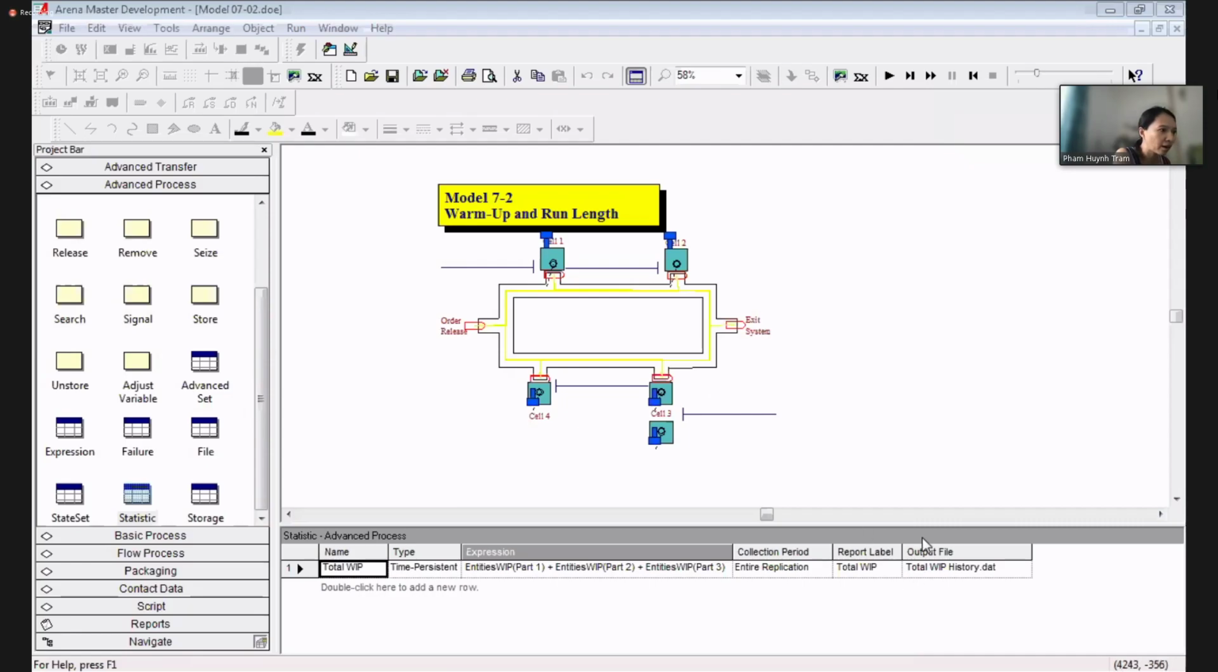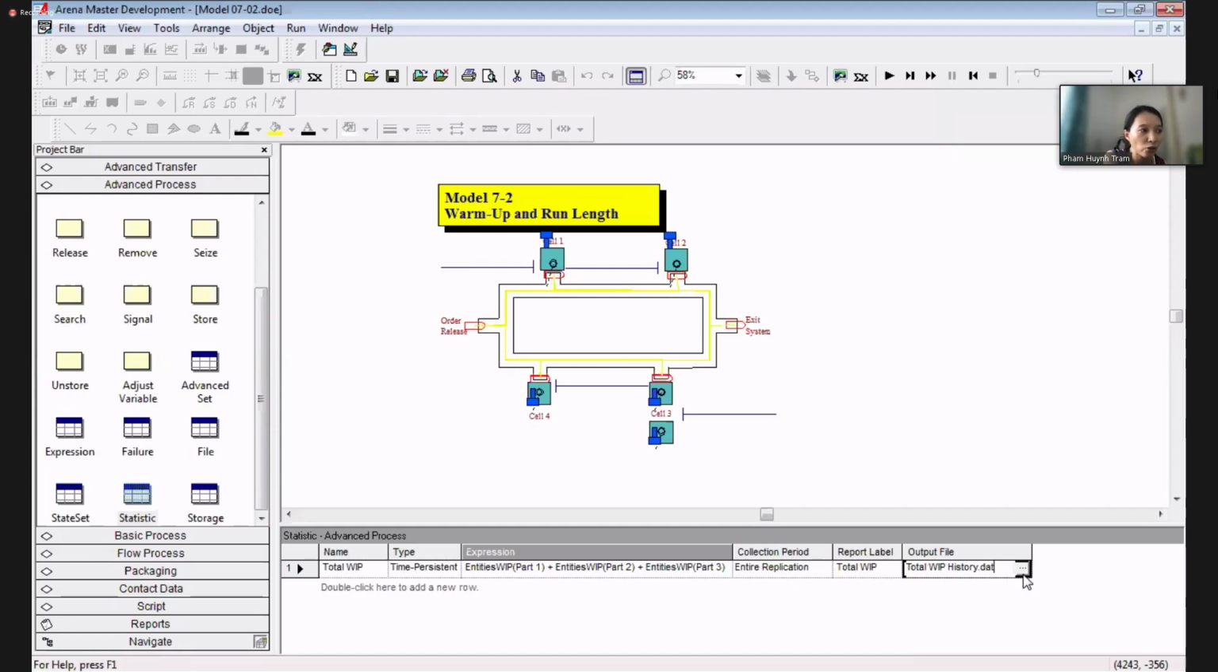In order to monitor the inventory level, we need to export the inventory level data, because if we just look at the Arena report at the end, we only see the summarized average, the half width, and the maximum and minimum. So this is the reason in the output file you have to key in the name of the output file for later use. In this case, I type in total WIP history, and the extension of the file should be .dat.